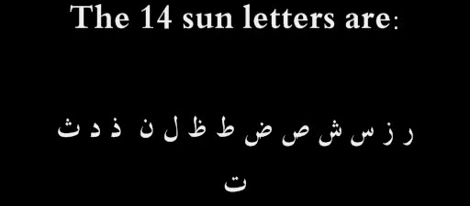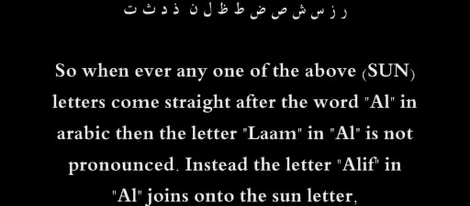Now, these are referred to as the sun letters. So whenever any one of the above sun letters comes straight after the word al in Arabic, then the letter lam in al is not pronounced. So you don't pronounce the letter lam in the word the in Arabic whenever any one of these letters comes straight after the word the in Arabic. Instead, the letter alif in al joins onto the sun letter and the lam remains silent.